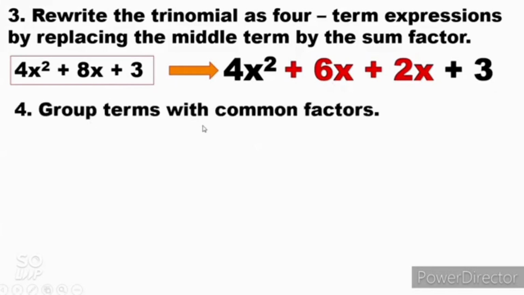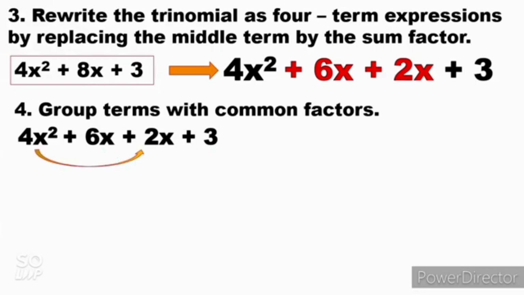Okay, next step, group terms with common factors. Okay, igugrupo natin yung 4 terms which is dapat magkakatabi yung may common factors. Okay, yung 4x squared at saka yung 6x, may common sila, but yung 2x at saka 3 is wala. So, ang gagawin natin, pagpapartnerin natin or igugrupo natin yung 4x squared at saka yung 2x. Okay, common silang dalawa sa 2x. And then next, we have to group 6x and 3. So, ang magpartner ay 6x at saka 3 since ang common nila ay 3.